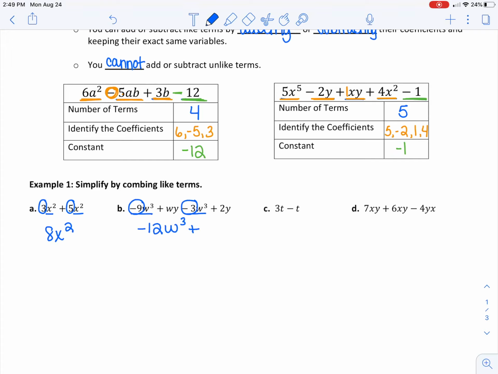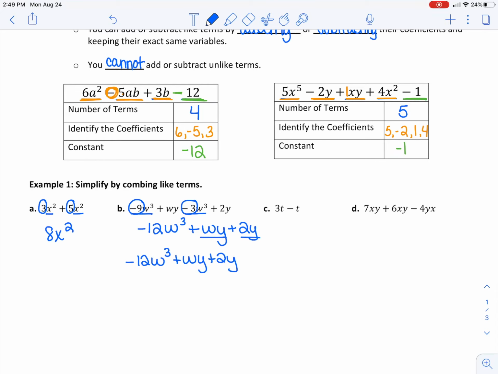And I'm going to go ahead and bring down what's left, that plus wy plus 2y. And I want to look and say, okay, are there any more terms that are like? And looking at this wy, there's no more wy's besides that term. And there's no more 2y's besides the last term. So I'm actually completely finished whenever I say negative 12 w to the 3rd plus wy plus 2y.